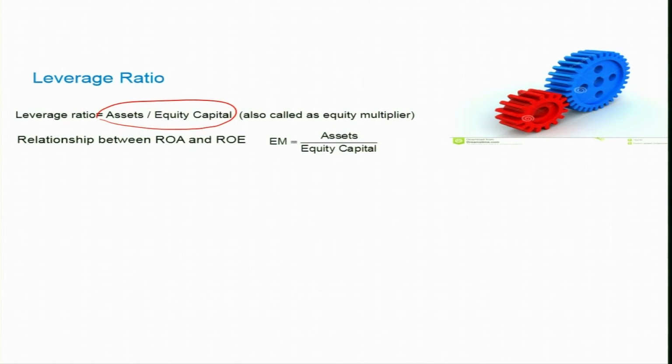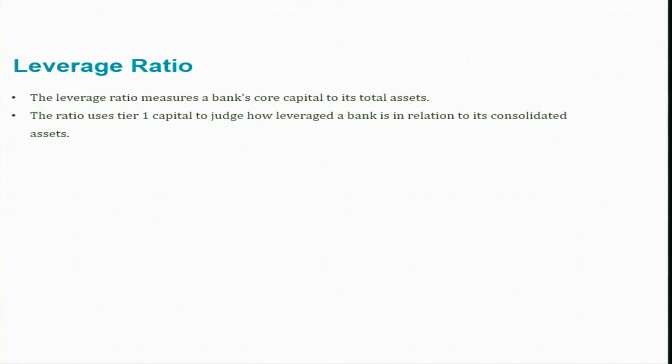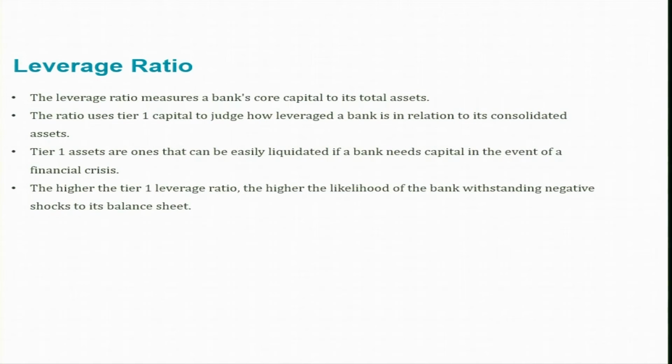So in this case you can see that the equity multiplier, the assets divided by the equity capital, is called the leverage ratio, and the leverage ratio measures a bank's core capital to its total assets. The ratio uses tier 1 capital to judge how leveraged a bank is in relation to its consolidated assets. Tier 1 capital represents a bank's common equity, retained earnings, reserves and certain instruments with discretionary dividends and no maturity. Tier 1 assets are ones that can be easily liquidated if a bank needs capital in the event of a financial crisis. So the higher the tier 1 leverage ratio, the higher the likelihood of the bank withstanding negative shocks to its balance sheet.